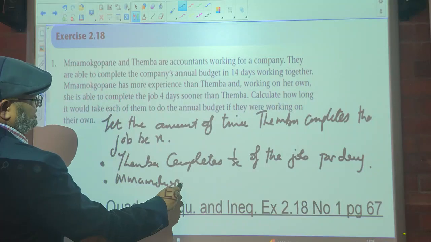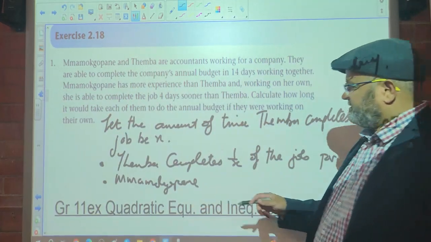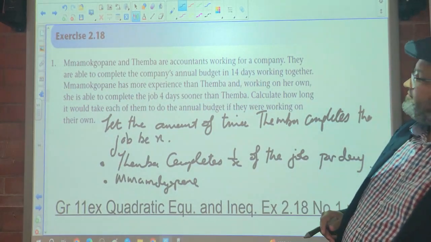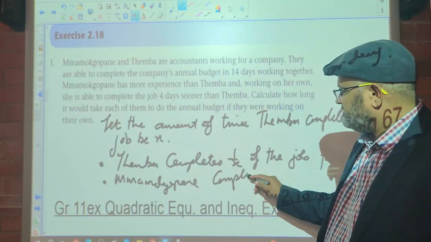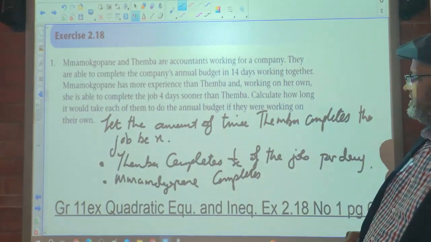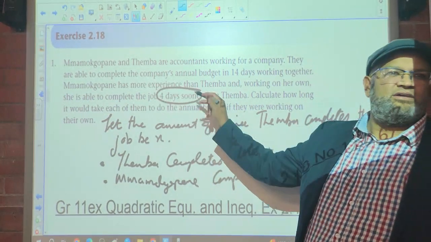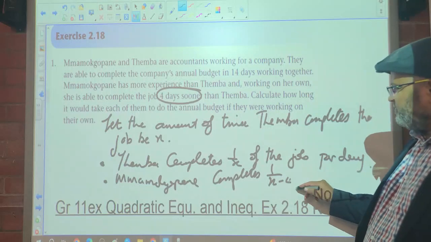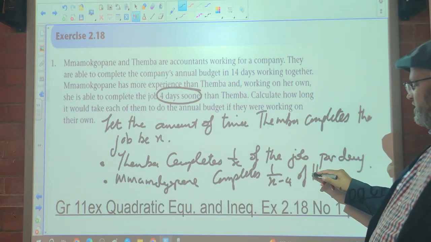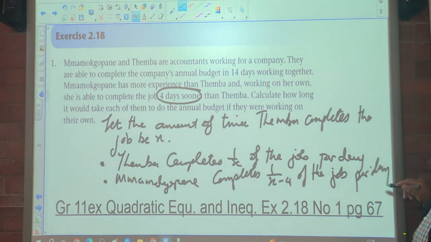Mamokabane completes, remember it takes 4 days sooner, 1 over x minus 4, 1 over x minus 4 of the job per day. Not so.